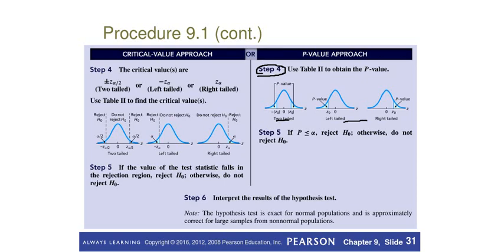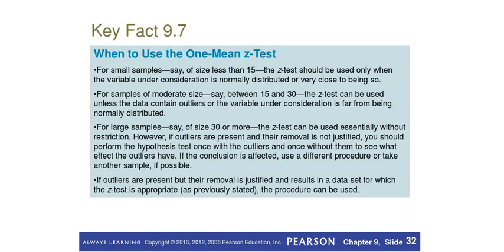Now, the hypothesis test is exact for normal populations and approximately correct for large samples from non-normal populations. So what do we mean by large samples? Well, let's specify now. For small samples, let's say less than 15, this description should look familiar to you from last week. The z-test can only be used if we know that the data is coming from normally distributed populations. If it's not, we can't use this.